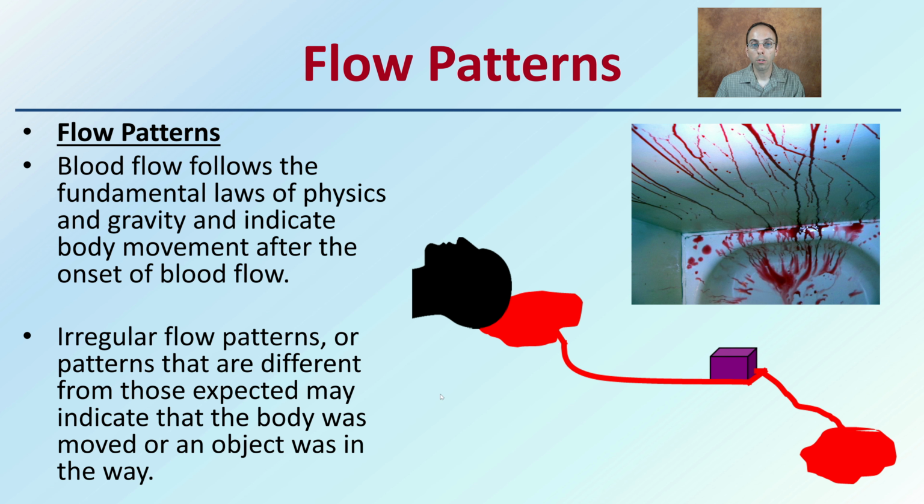So this can be shown here, where we have an individual sadly bleeding at the head. Flow pattern, we expect it to fall in this general direction, but if we have an object, it may collect around there, or flow around that object. That can give us an idea of the placement of things in the room at the time. Here we see the regular flow pattern expected due to gravity, and we see it coming in contact with the surface here and adjusting.